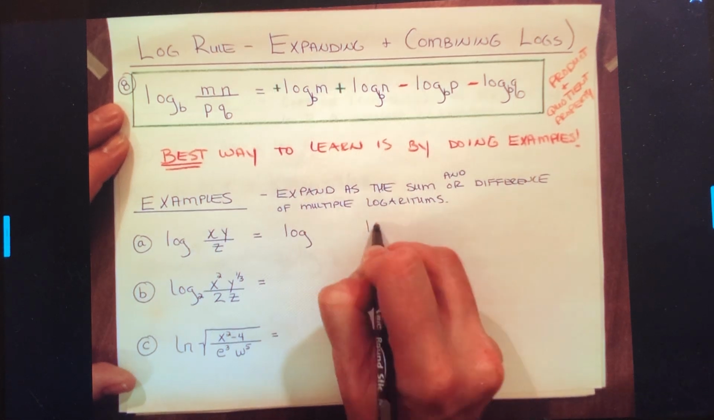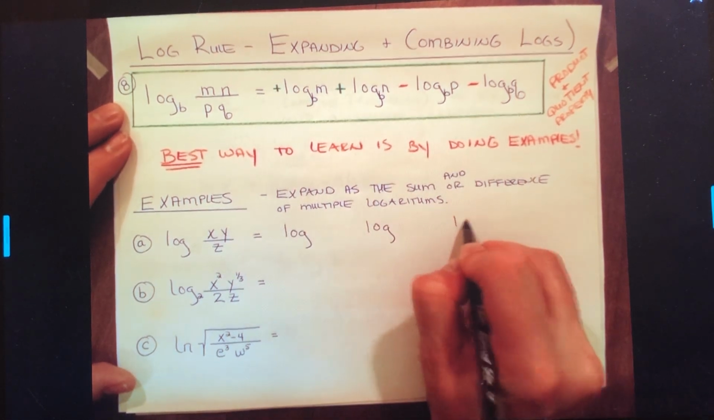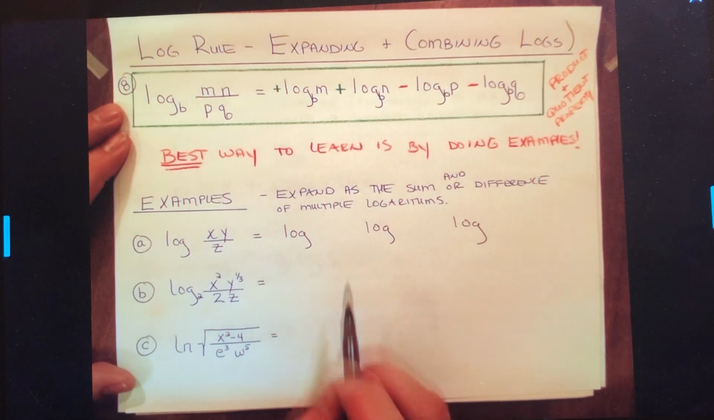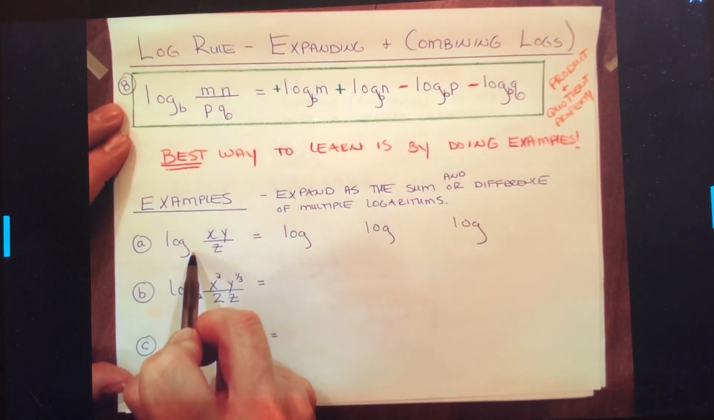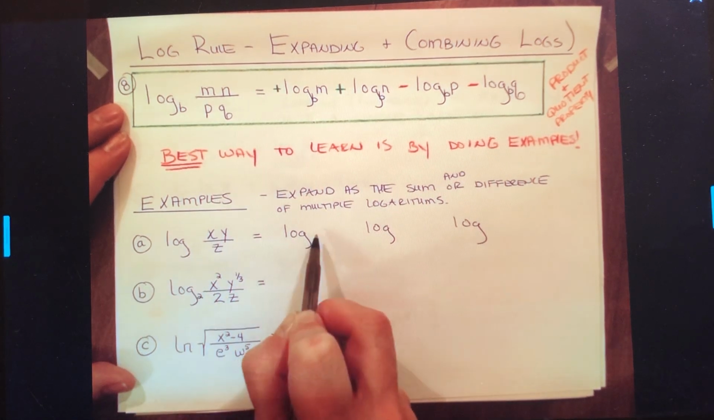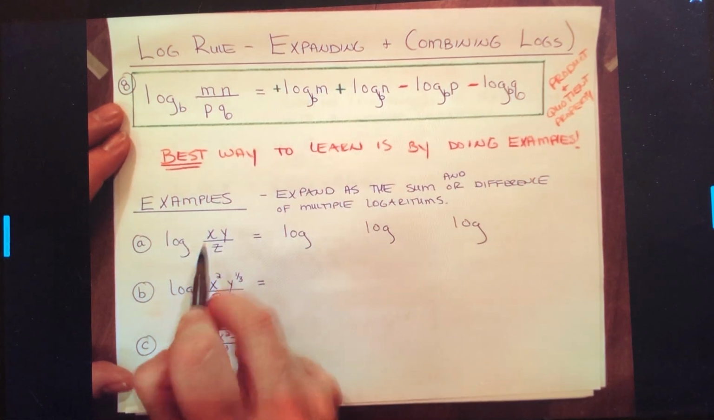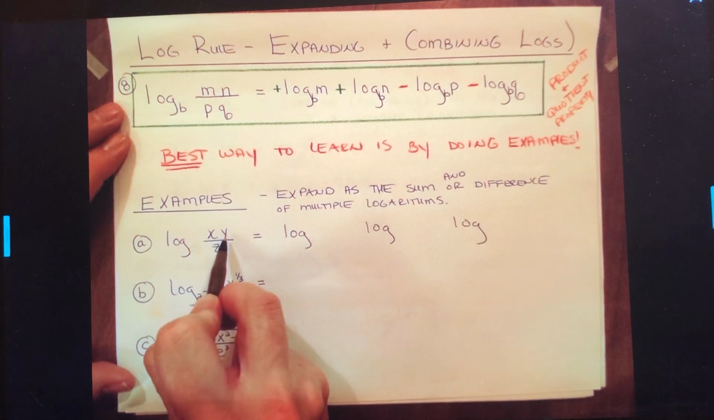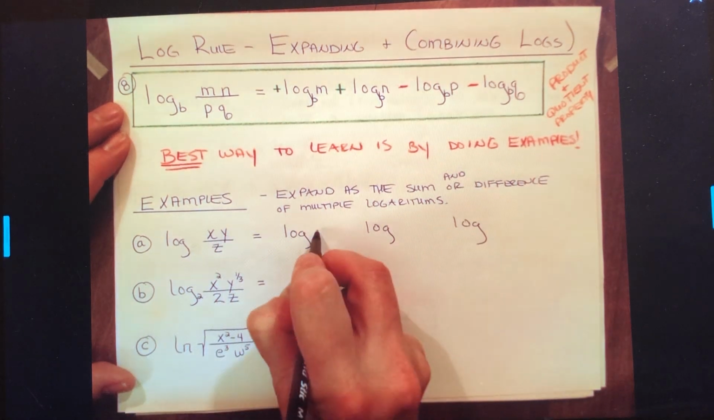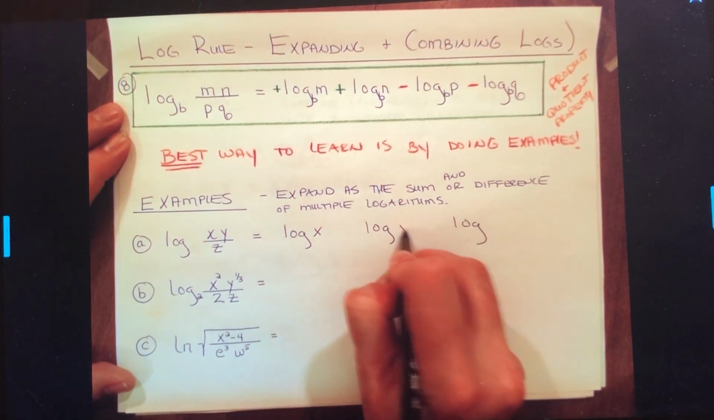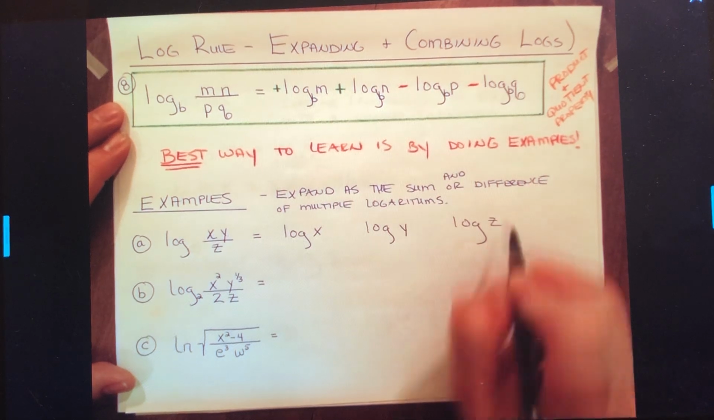So there's log number 1, log number 2, log number 3. Note that there isn't a base listed. That means it's 10, and so I don't need to list it. It's implied it's going to be a 10. Then I have an x, a y, and a z. So I'm going to list each of those. There's the x, there's the y, there's the z.